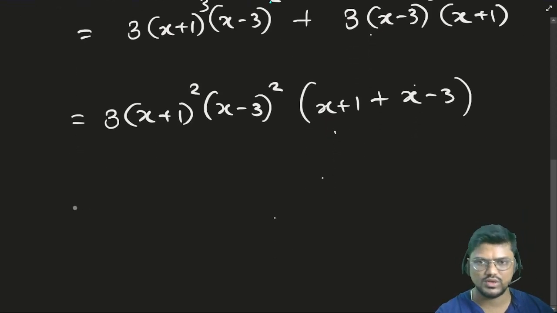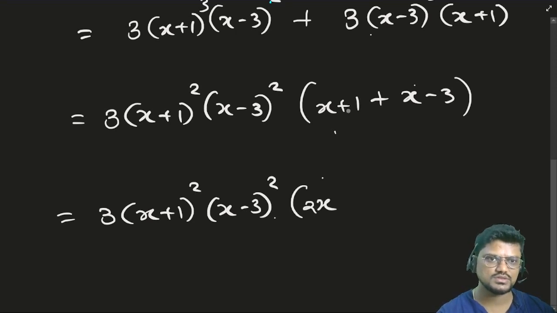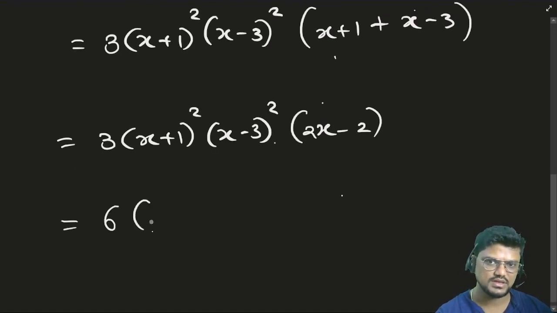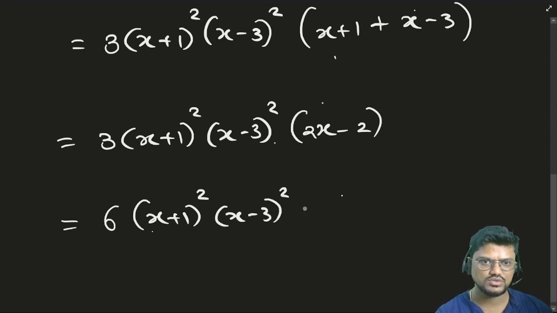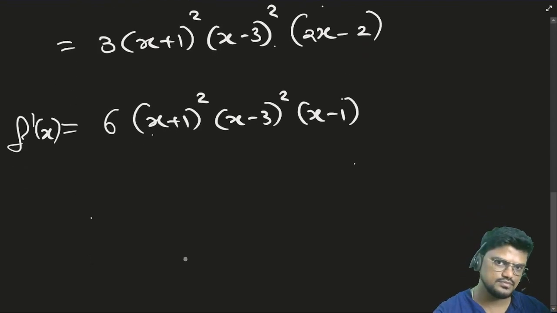Okay, so what did you get? 3 into (x plus 1) whole square, (x minus 3) whole square, and then x plus x is 2x, 1 minus 3 is minus 2. You can also take 2 outside, and then this will be 3 into 2, that is 6, into (x plus 1) whole square, (x minus 3) whole square into (x minus 1). So this is what your f dash of x is, right?